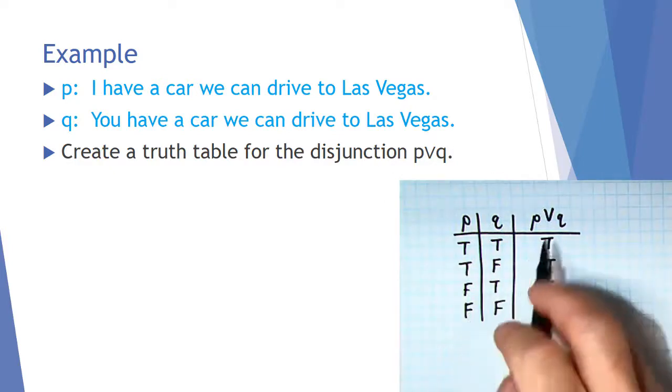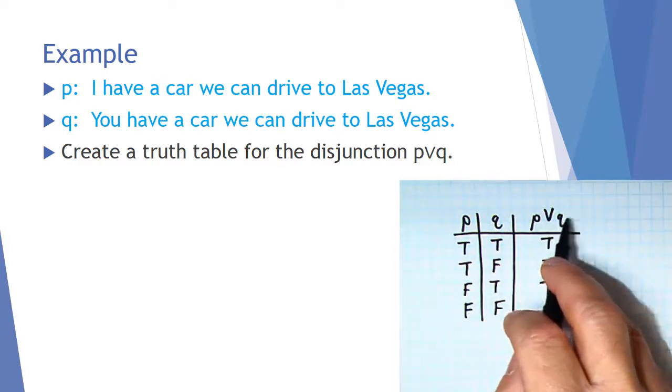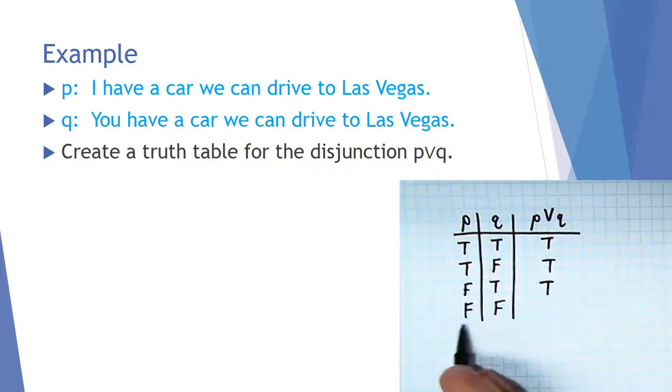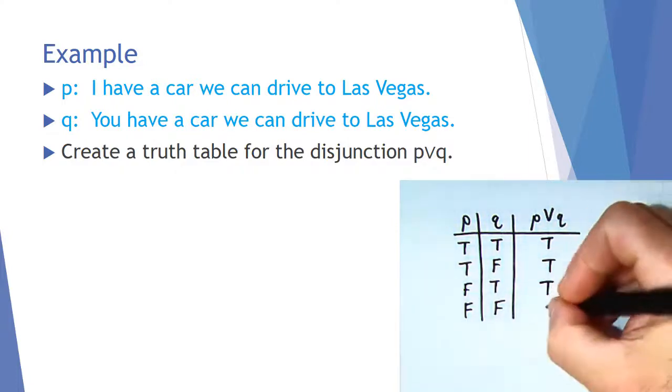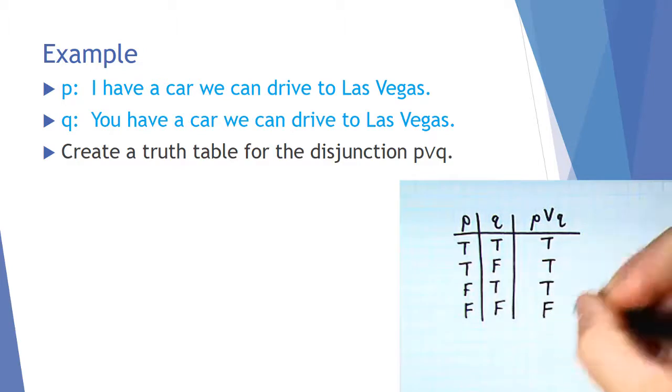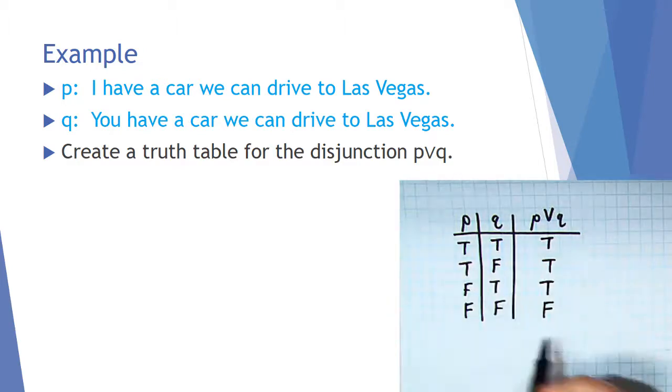And for row 4, the disjunction P or Q will be true if either one of them is true, but in row 4, neither of them is true. That is to say, neither of us has a car, and therefore we are not going to Las Vegas, and we've completed that truth table.